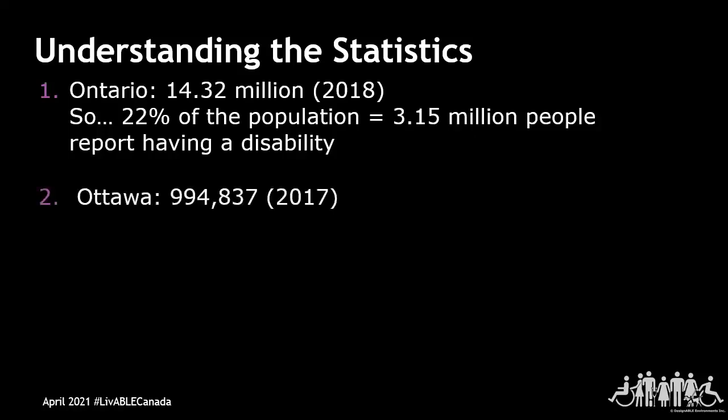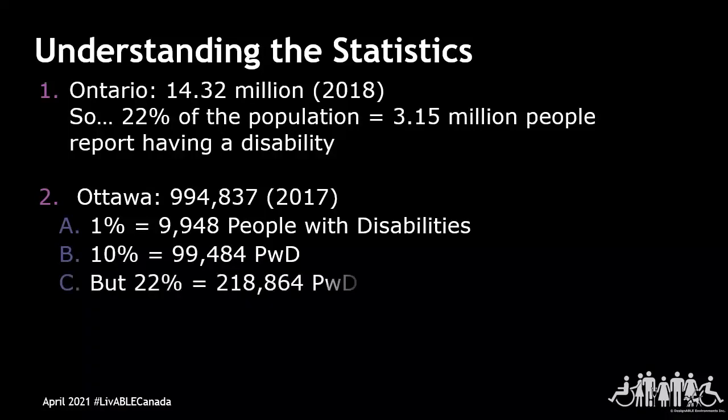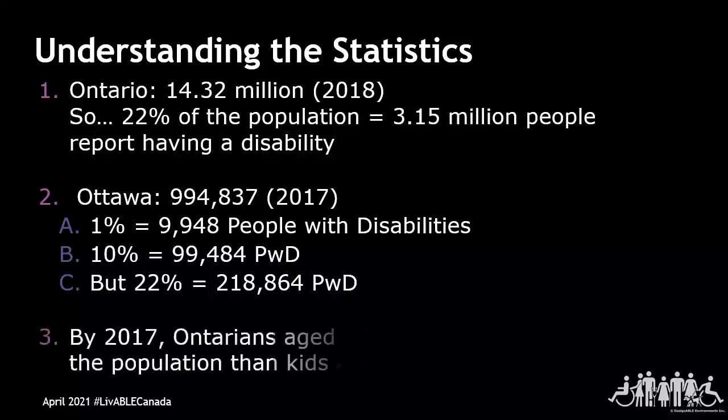In Ottawa, for example, where they have almost a million people or had almost a million people in 2017, at 1%, that would mean almost 10,000 people had disabilities that needed accommodations. At 10%, that would be almost 100,000. But at 22%, it's over 200,000 people with disabilities who need accommodations. Their families need to have accommodations. Their workplaces need accommodations. There's a lot of people impacted.